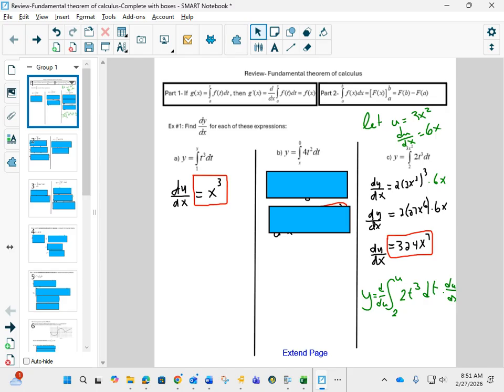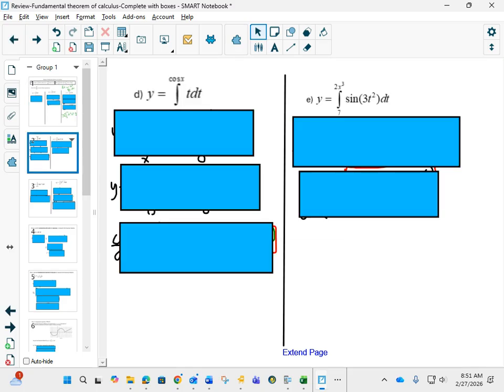And then I'm going to do one more together with you. We're going to do D together because it is completely different. We have not seen one like this before. We can use the fundamental theorem of calculus part 1 when you have an x or any function in one of your bounds. But now we have an x in both of our bounds.